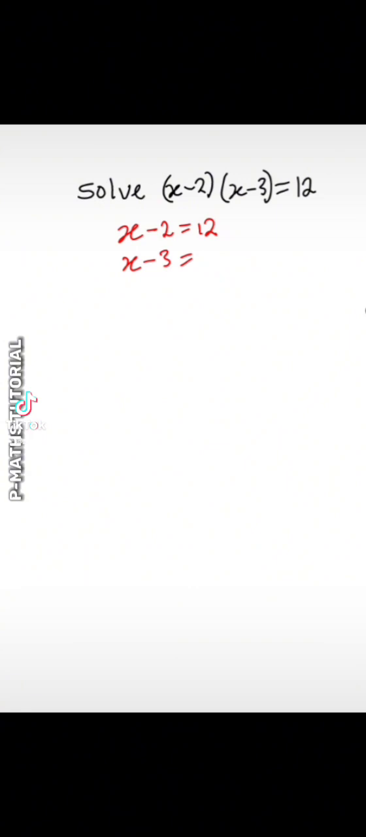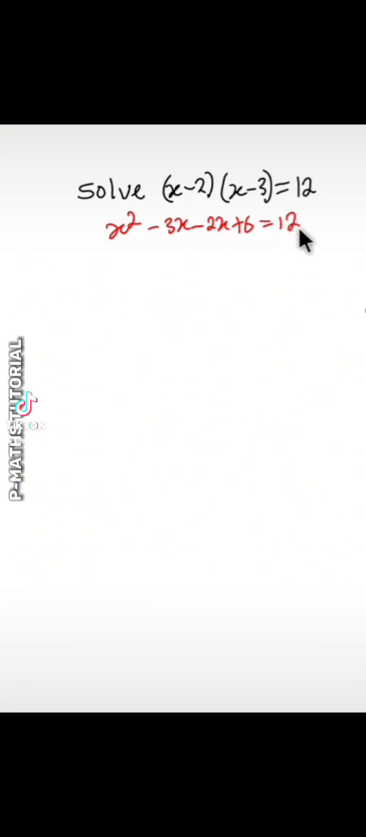The first thing you should do is to expand the bracket and form your quadratic equation first. You form your quadratic equation, then you factorize. So let's expand the bracket. X times x would give us x squared. X times negative 3 would give us negative 3x. Minus 2 times x is minus 2x. Minus 2 times negative 3 would give us positive 6, equal to 12.